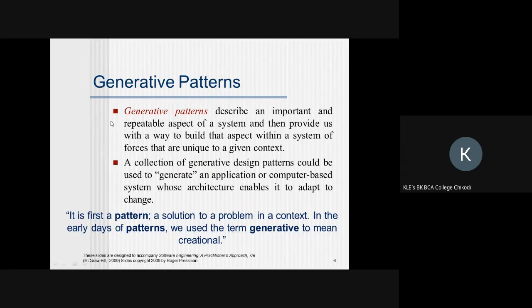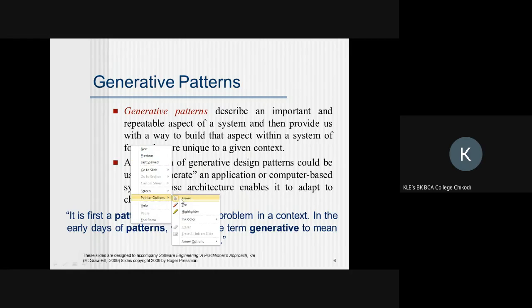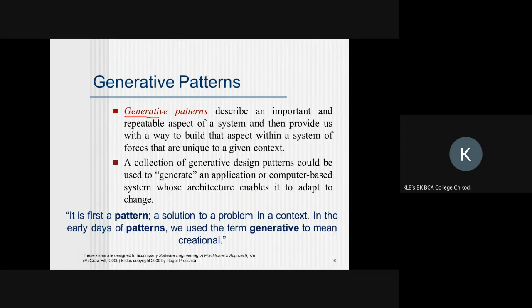Generative patterns. These are the patterns which generally are going to provide the solution. It is the first pattern, a solution to a problem in a context. In earlier days of patterns, we used the term generative to mean creational. This is generally how the patterns are described here.